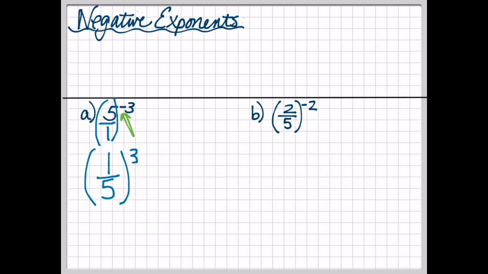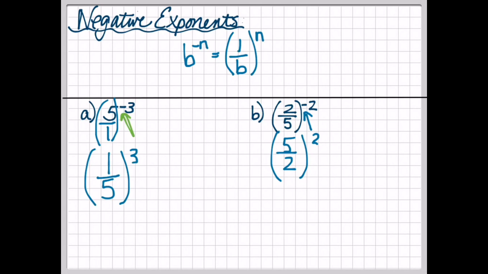Same deal over here with b. We already started off as a fraction here, and I see again I have that negative sign for my exponent. The first thing you always have to do when you have that negative exponent is to flip that fraction. So you're really finding the reciprocal of the fraction. That's what the negative does. So instead of 2 over 5, it's going to be 5 over 2, that whole quantity to the second power. So if we're talking about a general rule for these negative exponents, if I have b to the negative n, that's really going to equal 1 over b, that whole quantity to the n power.